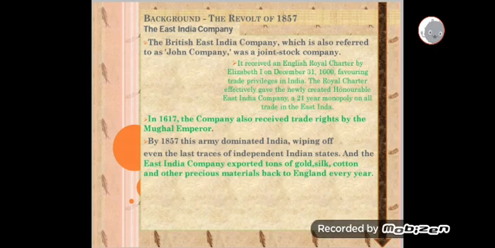Okay, in 1617, the company also received trade rights from the Mughal emperor. By 1857, this army dominated India, wiping out even the last trace of independent Indian states. And the East India Company exported tons of gold, silk, cotton, and other precious metals back to England every year.